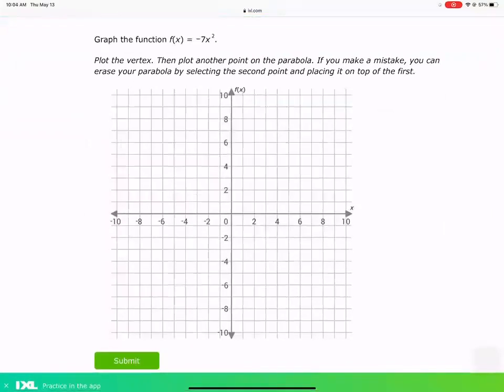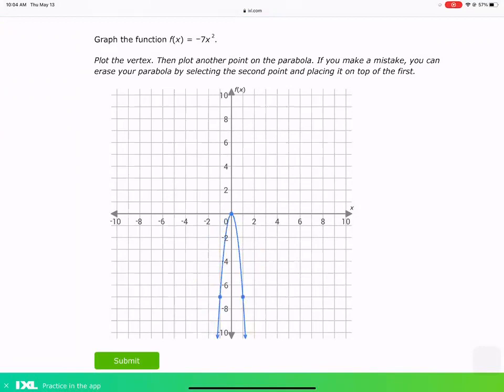The next one is a negative. What do you think a negative does to my graph? If the A value is negative, it's not going to go 7 times up. It's going to be 7 times down. This is like the stock market. You could gain 7 times up, but you could also lose 7 times down. So the vertex is 0, 0, and we're going to count 1, 2, 3, 4, 5, 6, 7 down.